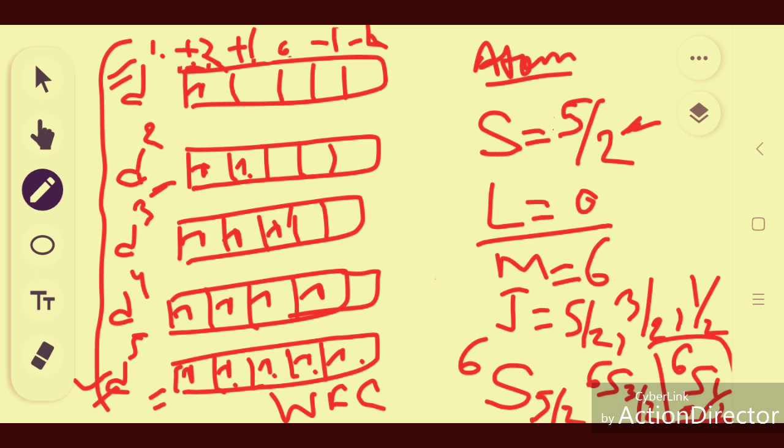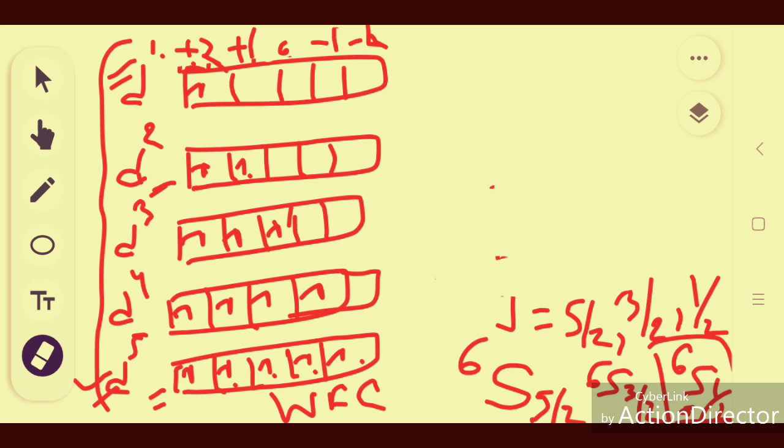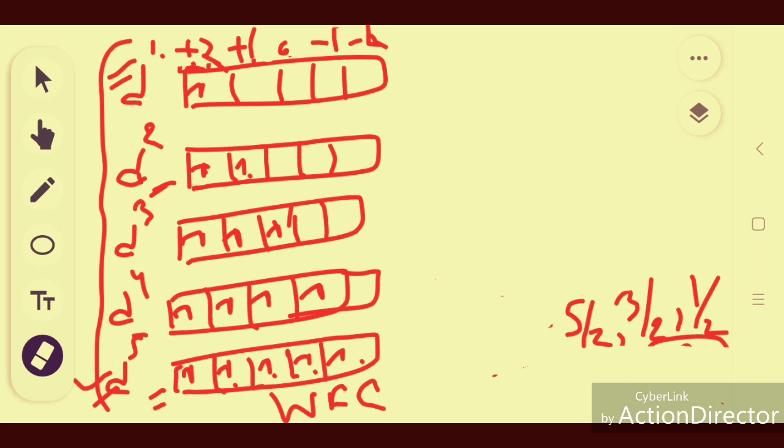Now there may be 3 states, 6S 5 by 2, 6S 3 by 2, 6S 1 by 2. Because this configuration is half filled, the ground state term will be the term with the lower value of J. So for these configurations, we can easily calculate the ground state term on the basis of spin orbital coupling or Russell-Saunders coupling and on the basis of Hund's rule.